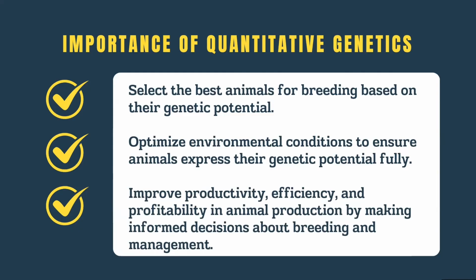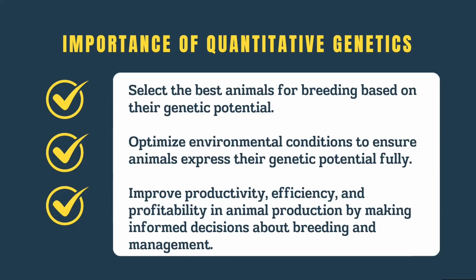Because at the end of the day, one of the main goals in animal production is to improve productivity and profitability. When we apply the principles of quantitative genetics, we can make more informed decisions about breeding and management. For instance, we can identify which animals are likely to produce the most milk, grow the fastest, or have the highest resistance to diseases, allowing us to breed them selectively. So we are just going on and on about these advantages that quantitative genetics provides us in helping achieve the goal of animal breeding.